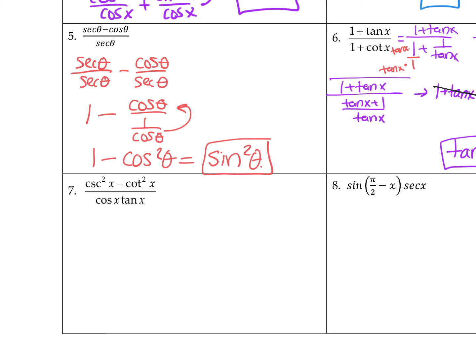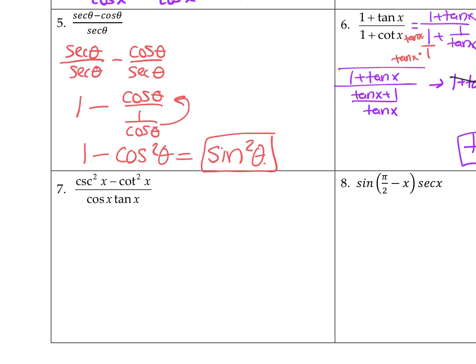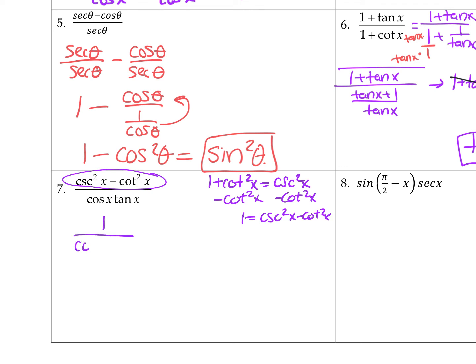In number 7, I see I have cosecant and cotangent, and I know that those come from an identity. So if I think about it, 1 plus cotangent squared is cosecant squared. Well, if I move my cotangent to the other side, then 1 is going to be equal to cosecant squared minus cotangent squared. And that's what I have in my numerator here. So I'm going to end up with 1 over cosine of x times tangent of x. Well, I'm going to simplify tangent of x to sine of x over cosine of x. And so I'm going to end up with 1 over sine of x, which is cosecant of x.